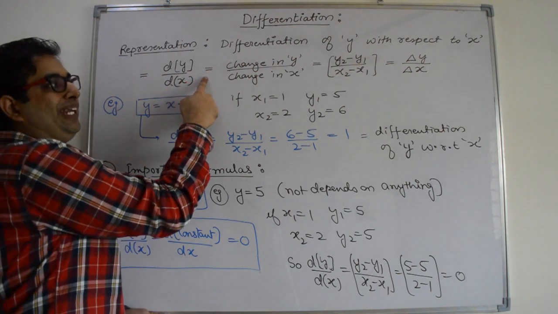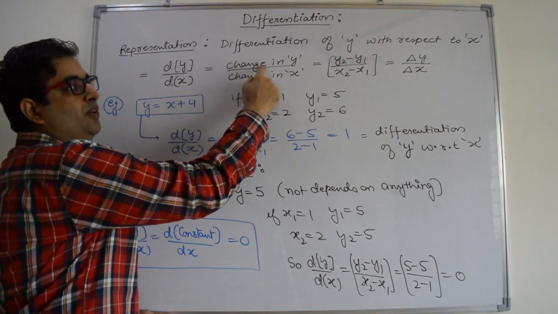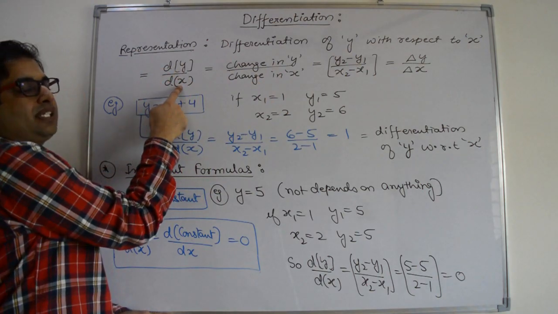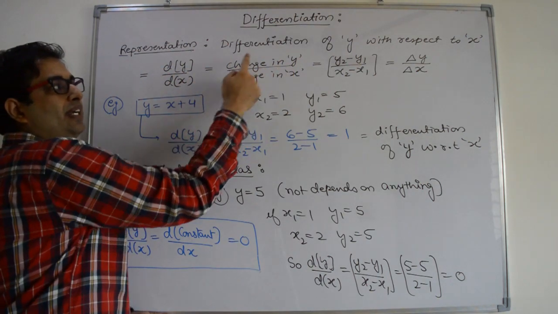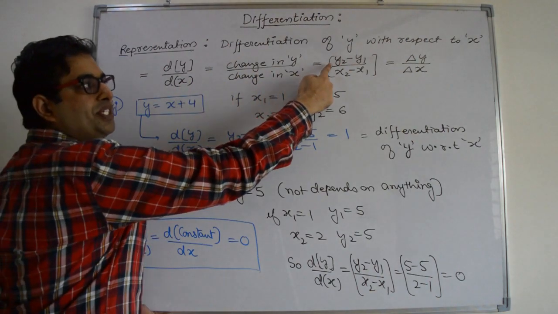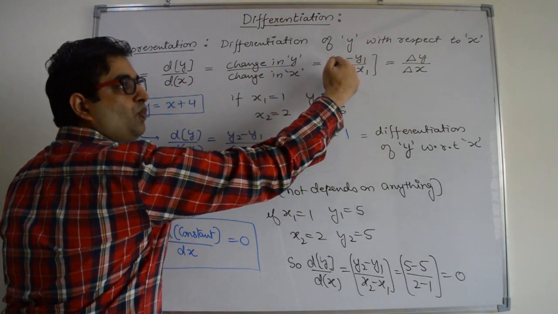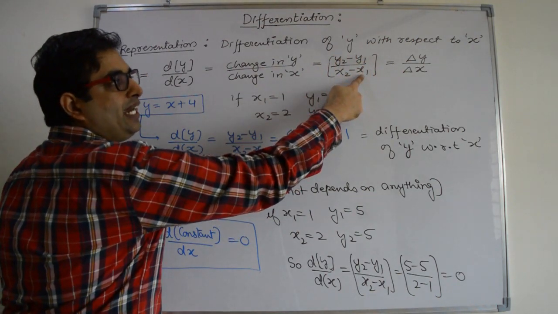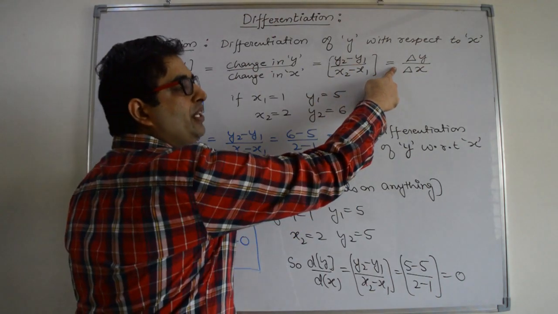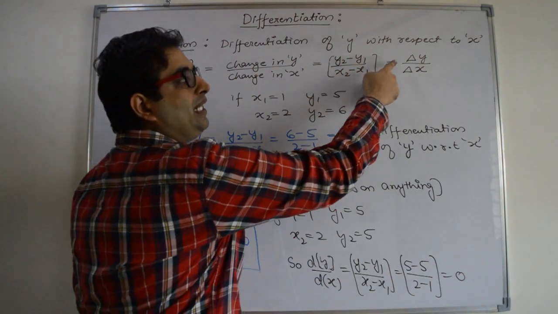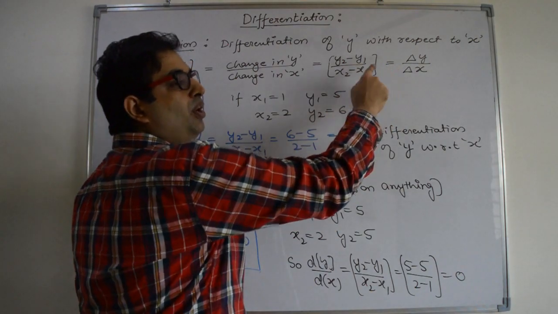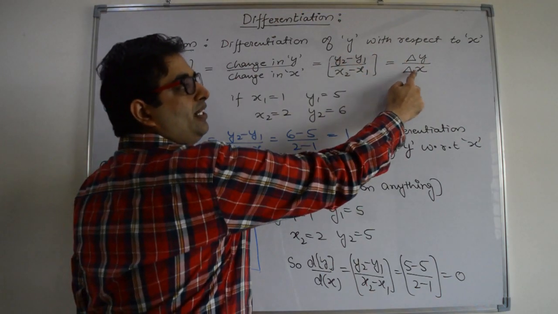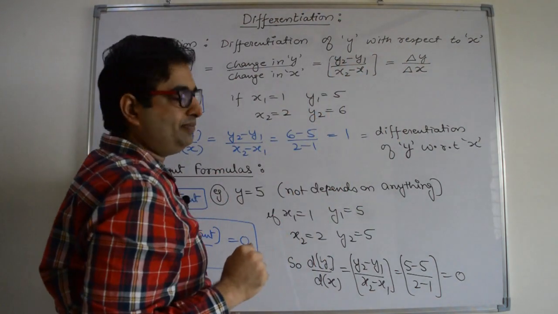Right? And the value of differentiation is change in y divided by change in x. So this dy by dx tells us change in y divided by change in x. What is change? Final minus initial. y2 minus y1 divided by x2 minus x1. And it is also represented with the symbol delta. So delta y by delta x is also differentiation. Delta y is change in y, delta x is change in x.